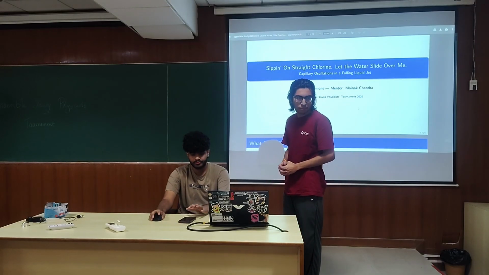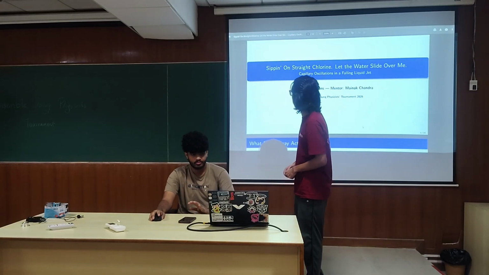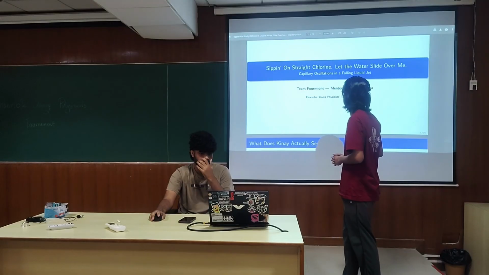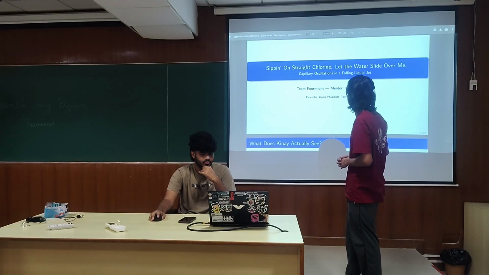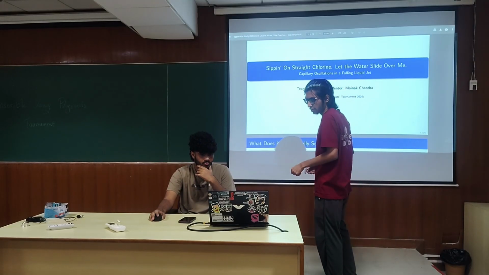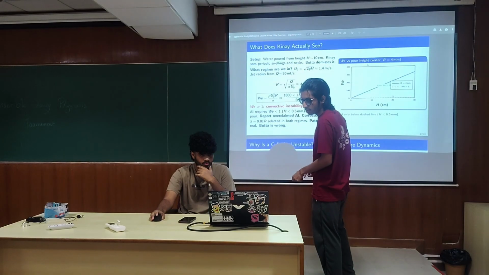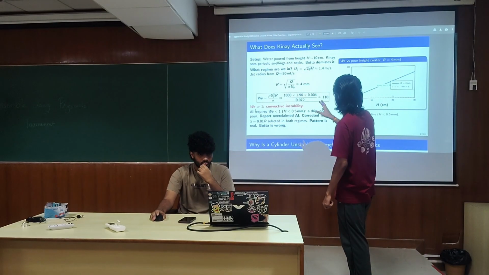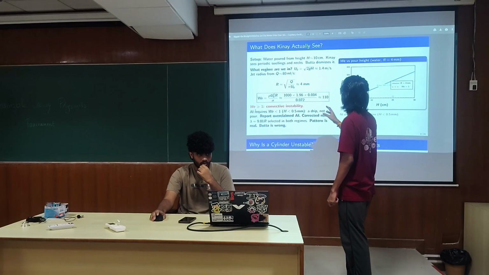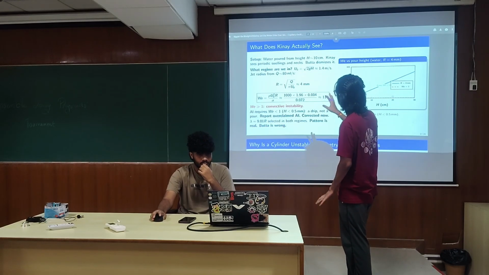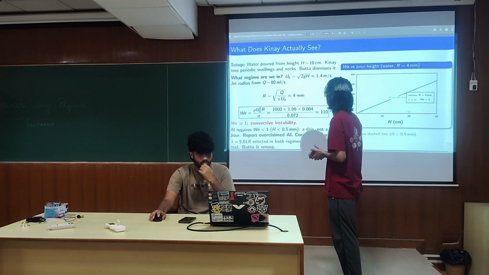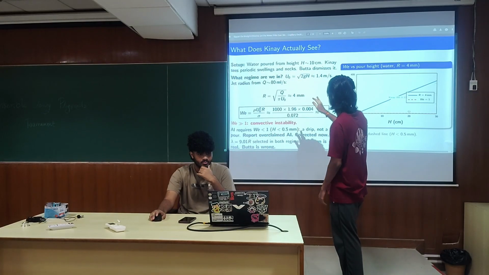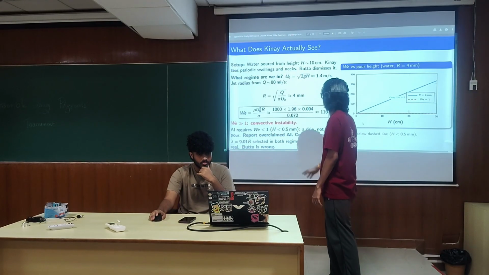3, 2, 1, start. Good morning everyone, so this is Fourmions' solution to the second problem. First of all, full screen. First of all, we have the kinematic conditions that we have taken here for the linear solution. The water is being poured from a height which is on the order of 10, and then we have performed the kinematics here. According to that, we have found out the wave number.